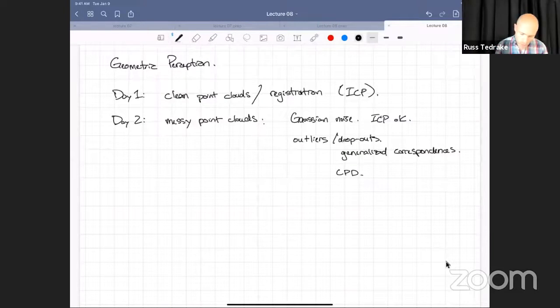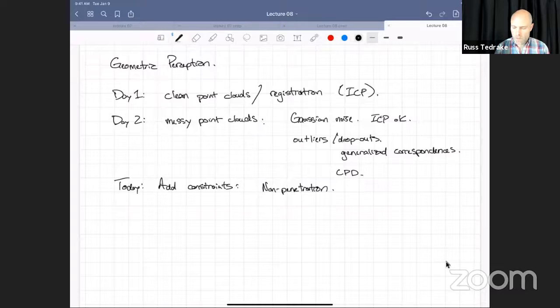And then today, what we want to do is add all the additional constraints that we've been leaving out. In particular, there's two big constraints that we're going to talk about: the non-penetration constraints and the free space constraints. And you'll know what those are by the end of the lecture if you don't already.